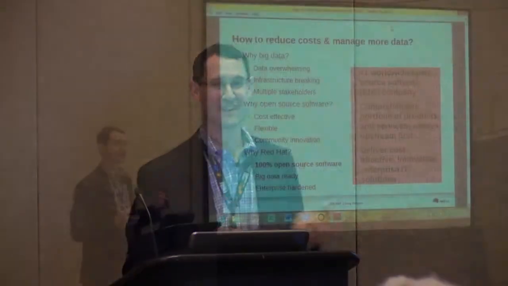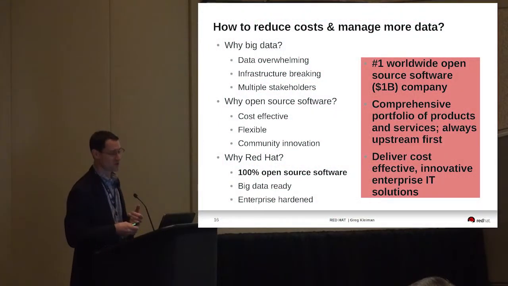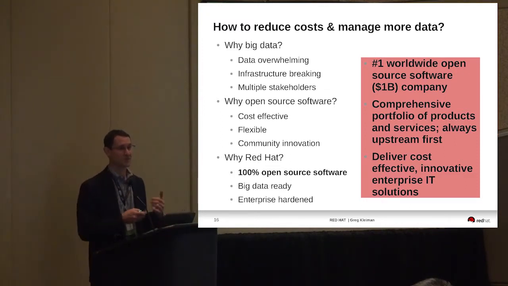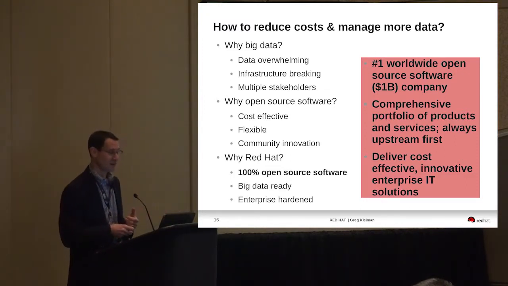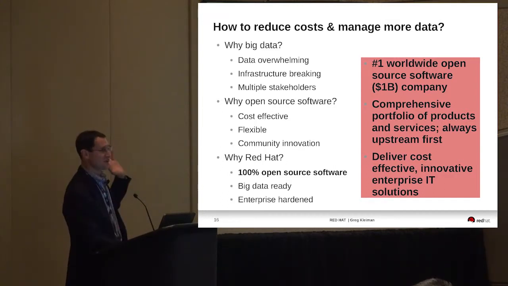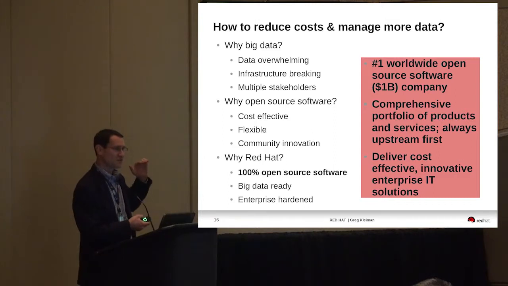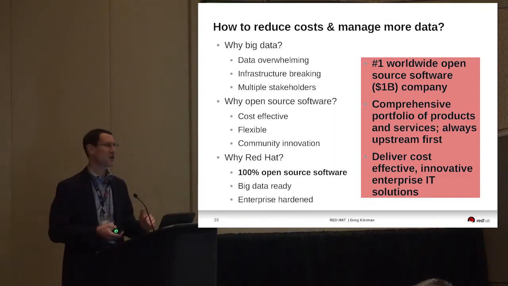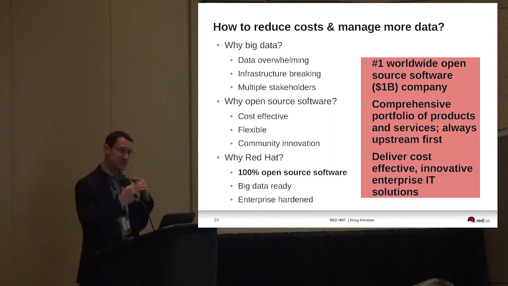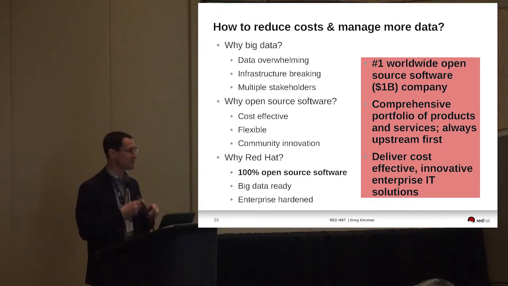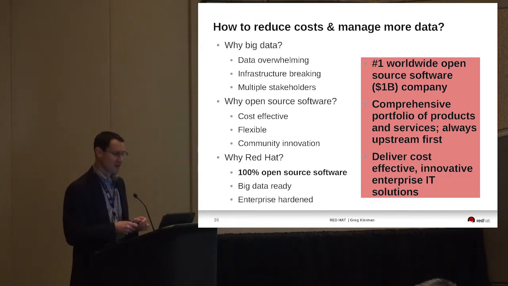One is we're the largest. We're the most successful open source company in the world. We're a $1 billion company. There's nobody else in open source that's anywhere near that revenue or scale. As I mentioned, we've got a very comprehensive portfolio, from middleware to cloud to storage to operating system, and you're going to need all those pieces as you try to solve this big data problem and make it specific to your workflow.